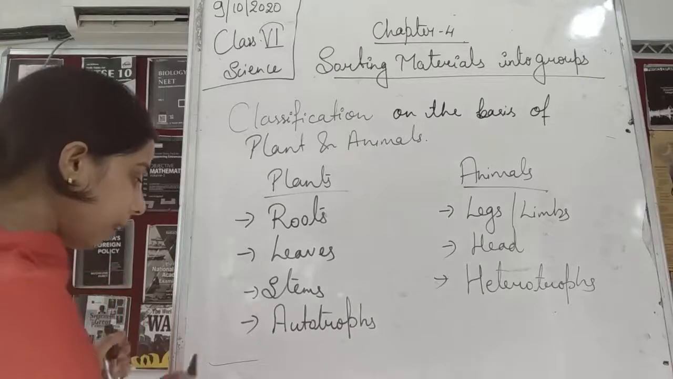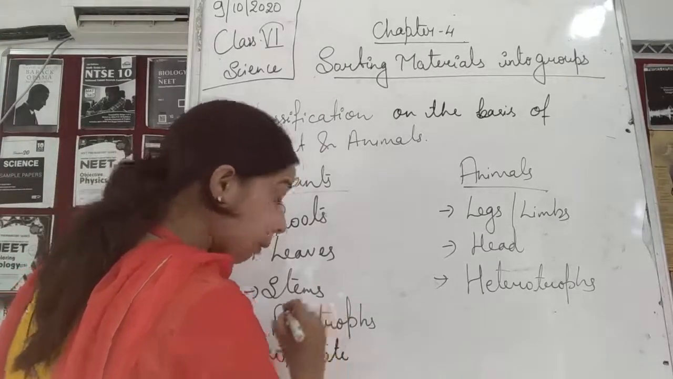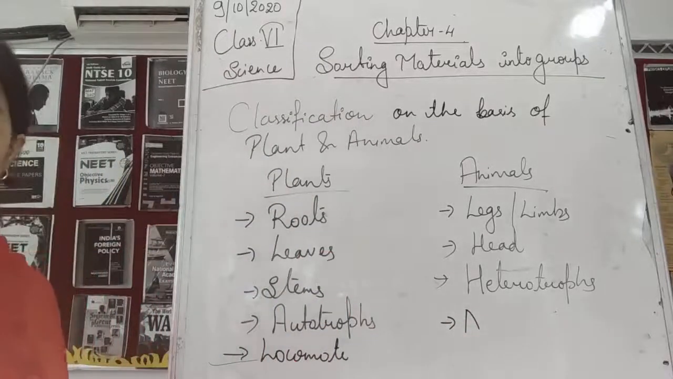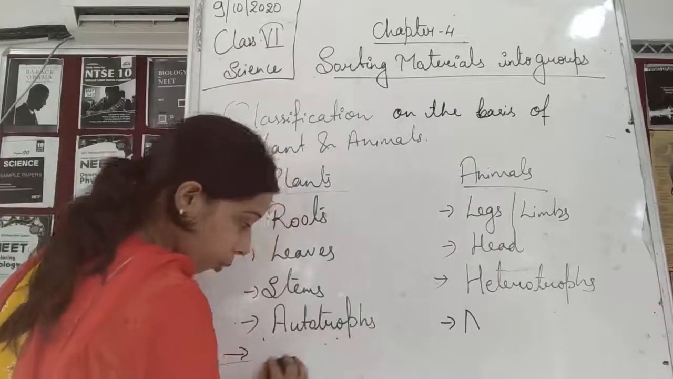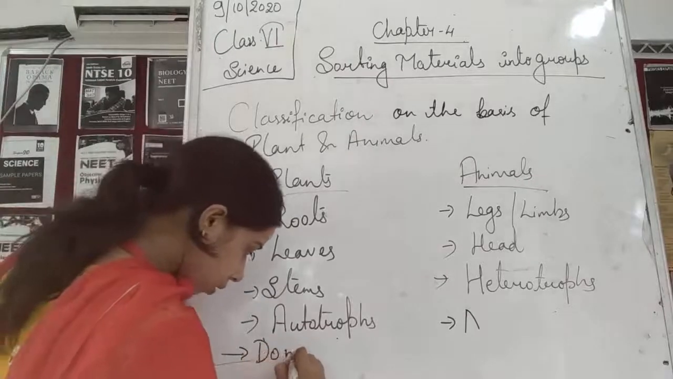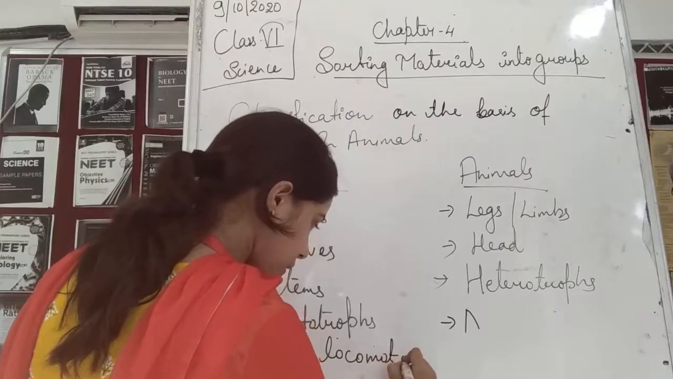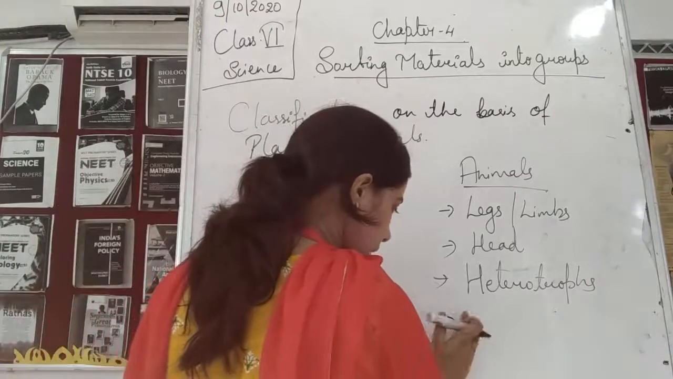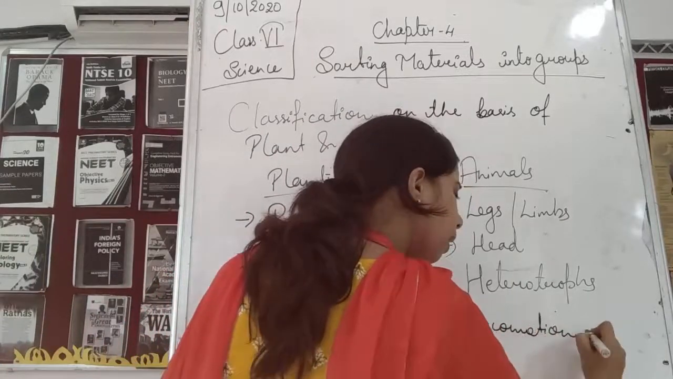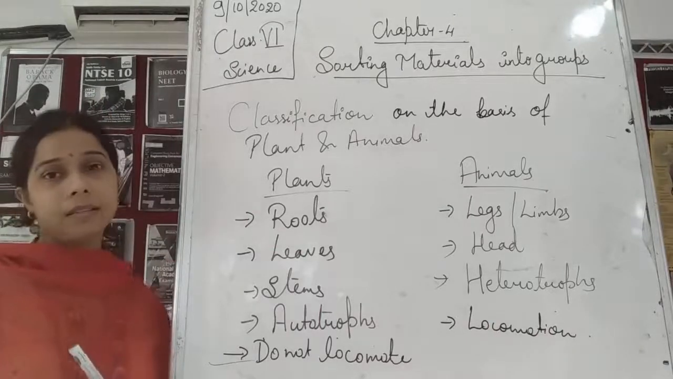As well as they locomote. But here, no locomotion. Sorry, students. Plants do not locomote. They move but do not locomote. Here, locomotion occurs. So you can see a lot of things by which you can say that yes, this is a plant and this is an animal.